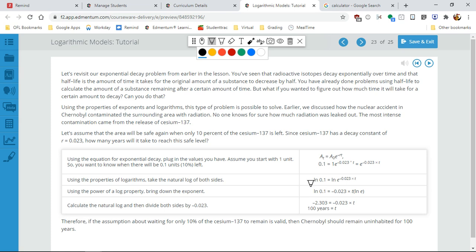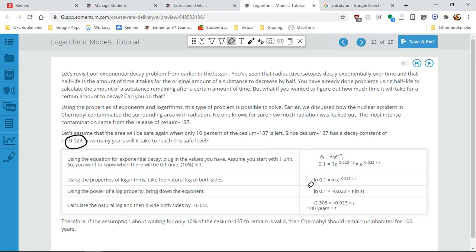And then our rate is this right here. And we're decaying, so it's going to be a negative 0.023 because it's a decay. If it was growth, it wouldn't be a negative. It would be positive. So we're plugging that in there. So that's our rate of change. T is what we're solving for. We have no idea how long this has been there.